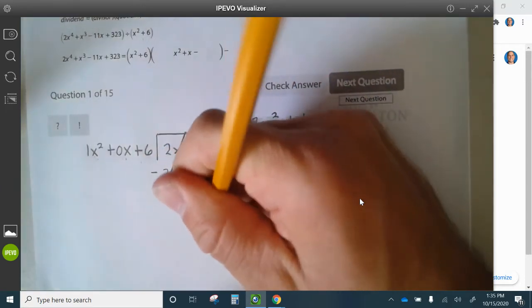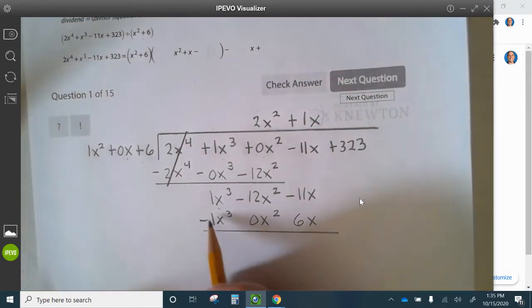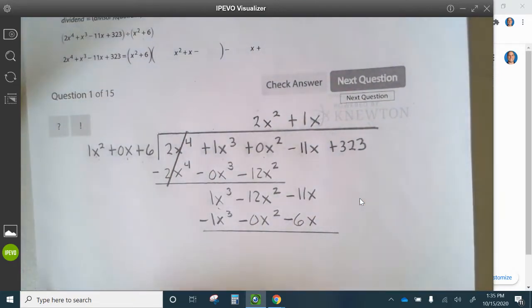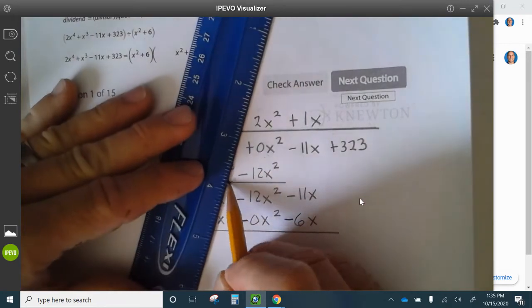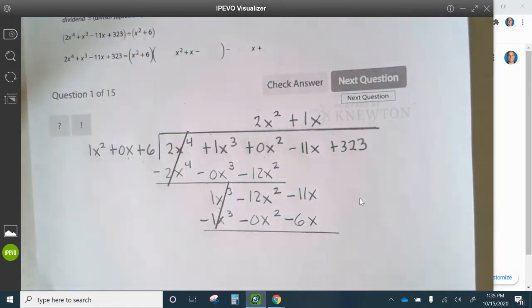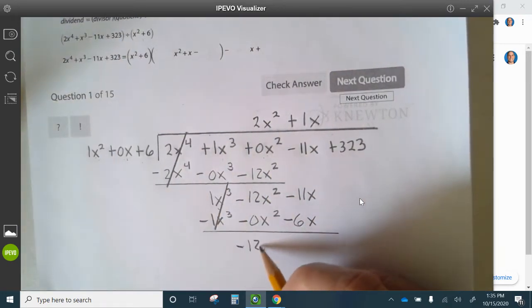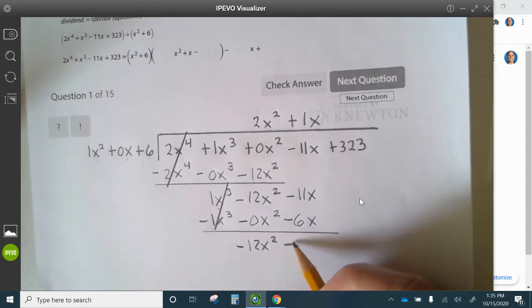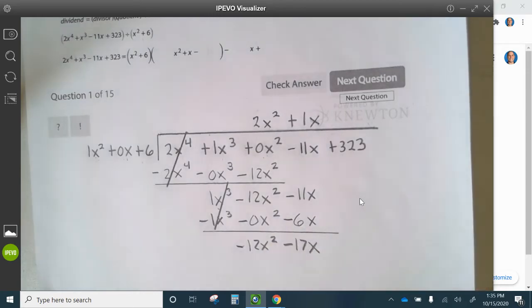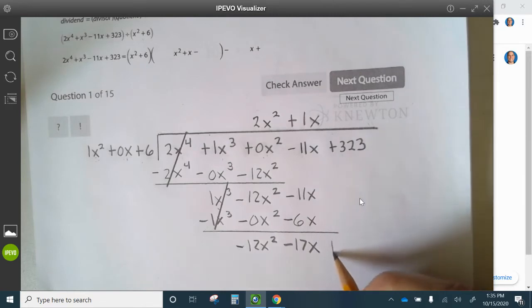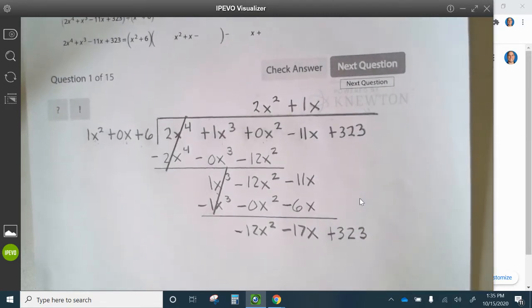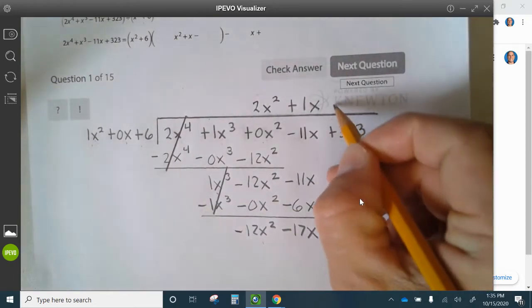All right, so now we subtract. And if we did this correctly, the first term cancels, and it does. Okay, so now that becomes negative 12x squared minus 17x. Let's go ahead and bring down the plus 323. All right, now we ask ourselves, well, what do you multiply 1x squared to give you negative 12x squared? And the answer to that is minus 12.